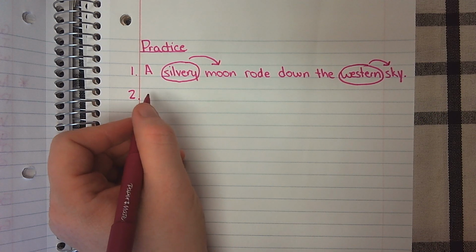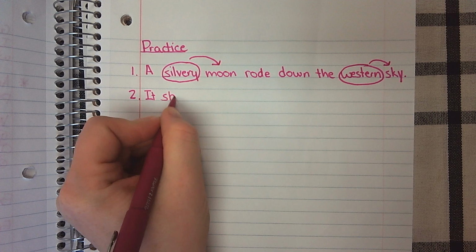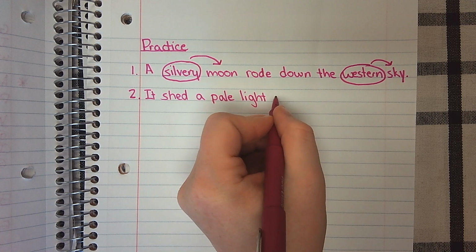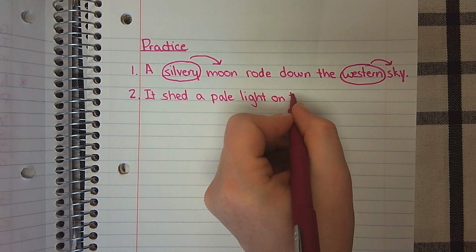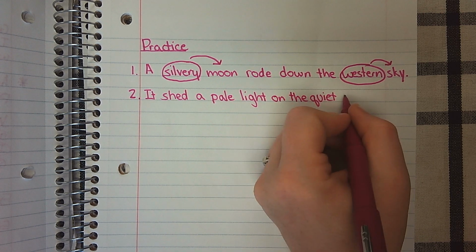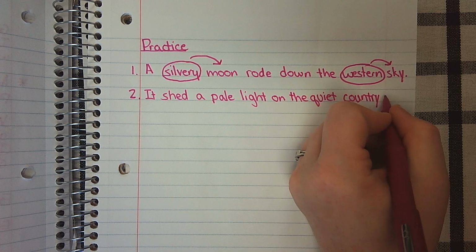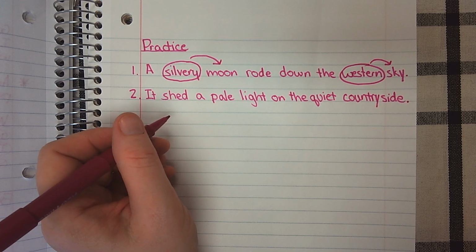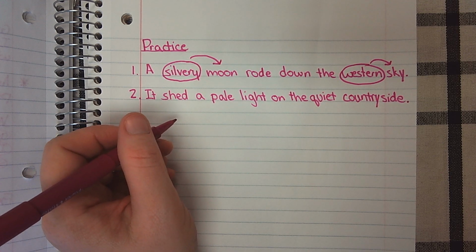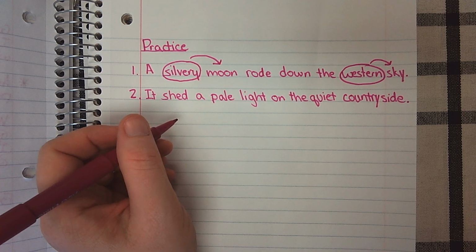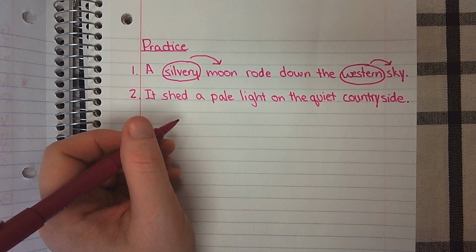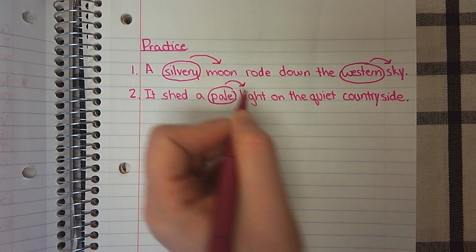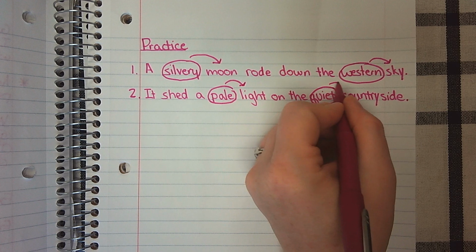Number 2. It shed a pale light on the quiet countryside. Okay. I want you to hit pause for a second and see if you can figure out the answer to this one. I'll give you the clue to tell you that there are two adjectives that are describing two different nouns. Can you find them? Okay, so the adjectives are pale, which is describing the light, and quiet, which is describing the countryside.